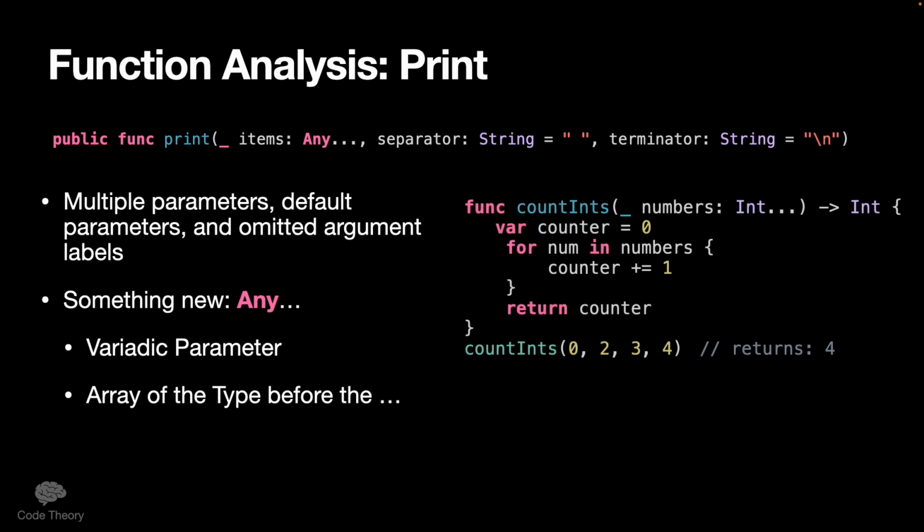So, for example, here we have a function that counts the number of ints passed in. So we omit the argument label just because we want to. And then we have our variadic type for the parameter. We basically just increment our counter and return it for each number that is in numbers. So basically it just counts how many parameters get passed in.